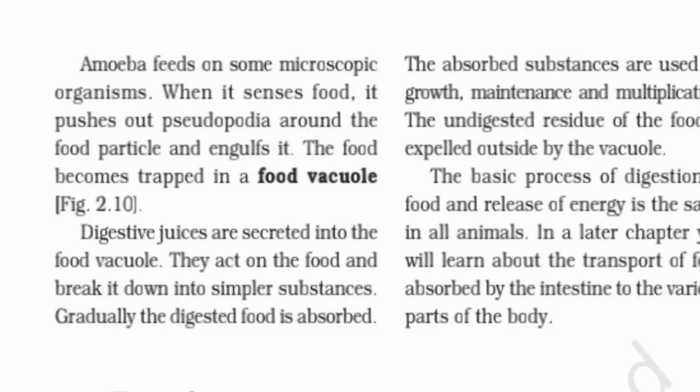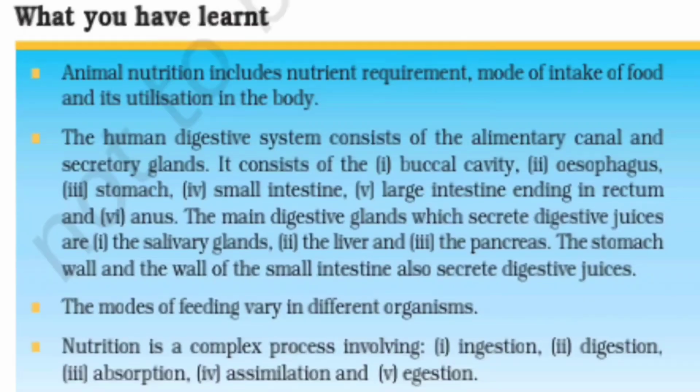In a later chapter, you will learn about the transport of food absorbed by the intestine to the various parts of the body. Summary. Animal nutrition includes nutrition requirements, mode of intake of food, and its utilization in the body. The human digestive system consists of the alimentary canal and secretory glands. It consists of buccal cavity, esophagus, stomach, small intestine, large intestine, ending in rectum and anus.